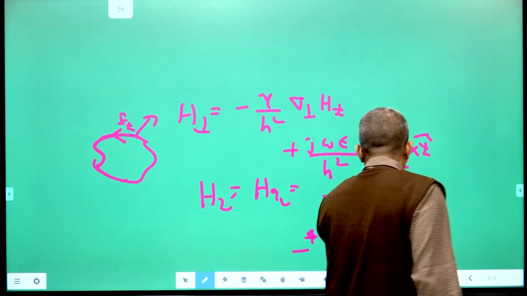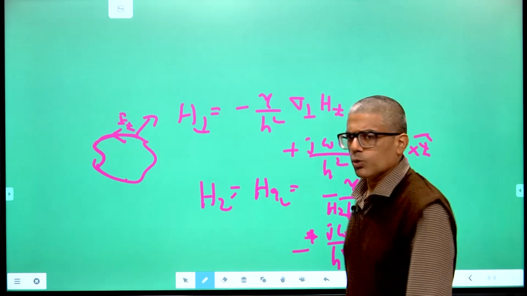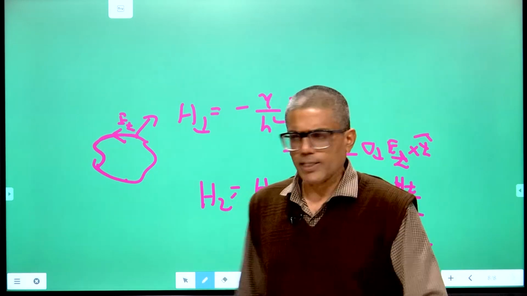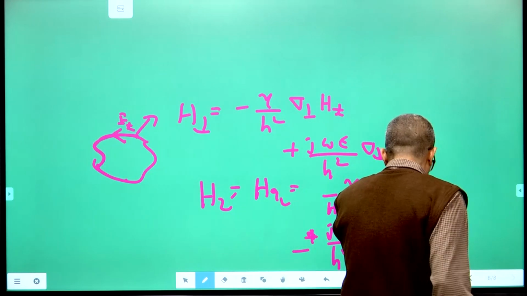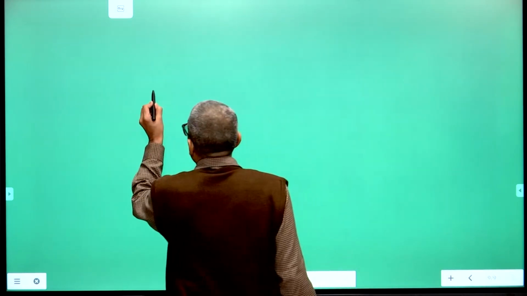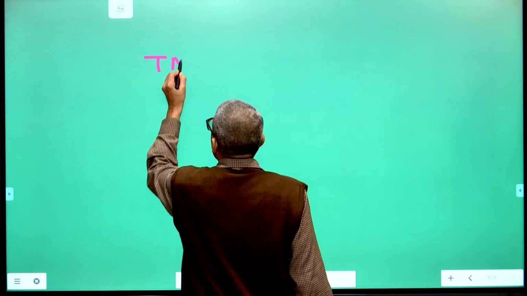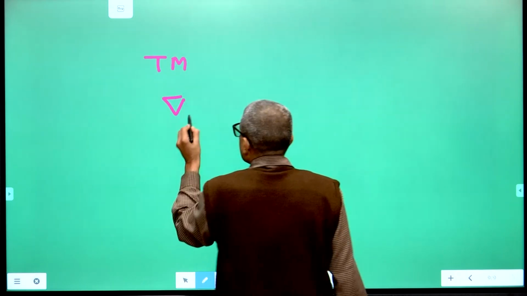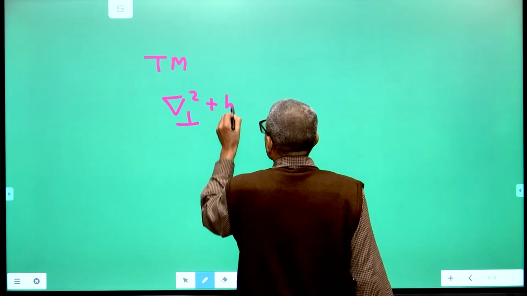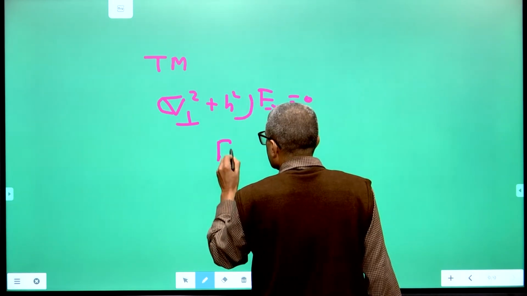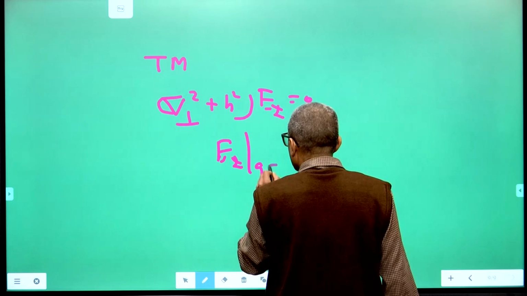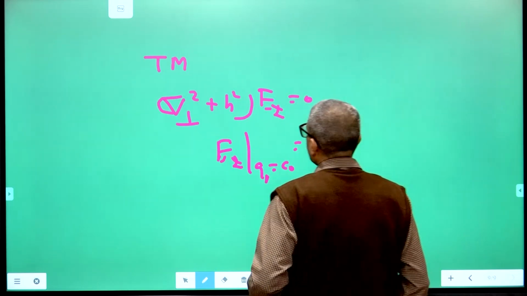So this becomes 0, so you get the condition that ∂Hz/∂q2 should vanish on the boundary. That is the Neumann condition for Hz, whereas the Dirichlet condition for Ez. So once you do that, if you take a TM mode, then everything is derived from Ez alone. So you have to solve this eigenvalue problem, (∇⊥² + h²)Ez = 0, with the boundary condition that Ez at q1 equal to c0 is 0. So this is the Dirichlet boundary condition.